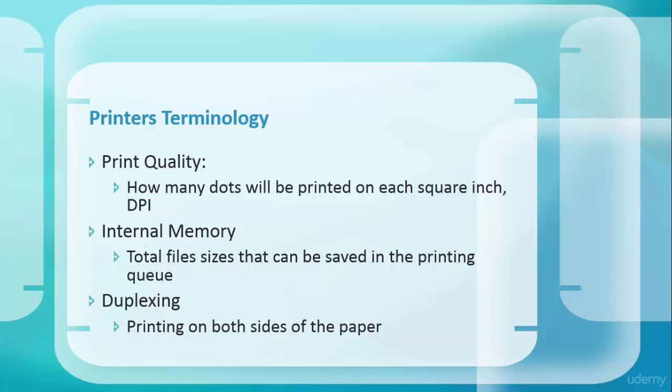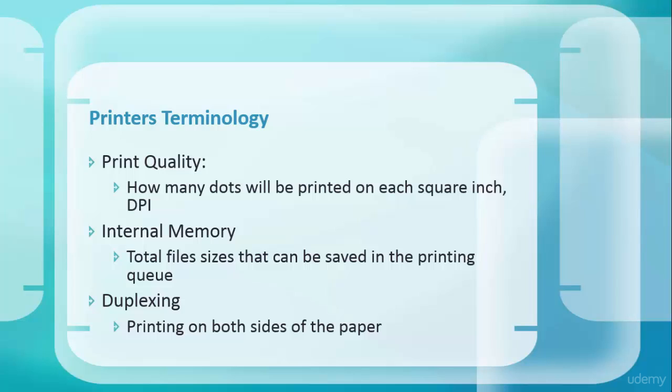Printer internal memory is very useful for larger models of printers, which is the total size of the files that can be waiting in the printing queue to be printed. For example, a printer memory is 32 megabytes, and an employee is printing a 20 megabytes file to the printer. If another employee sent a 15 megabytes file to the printer while the first one is still printing, the printer cannot take the second order in the queue until the first one finishes, and after that, the second employee can resend the file to the printer.